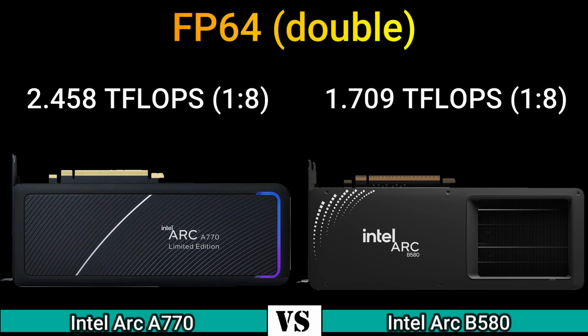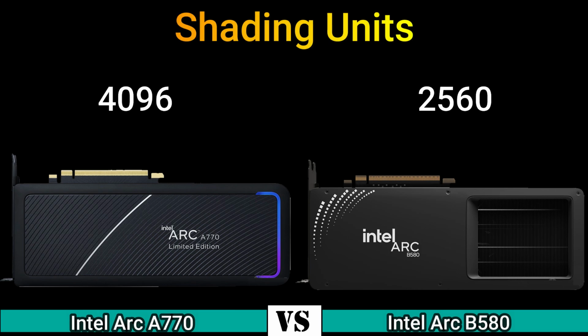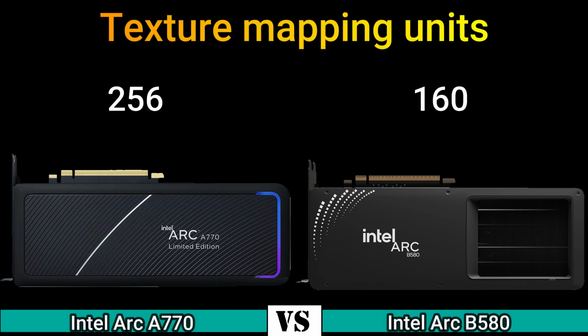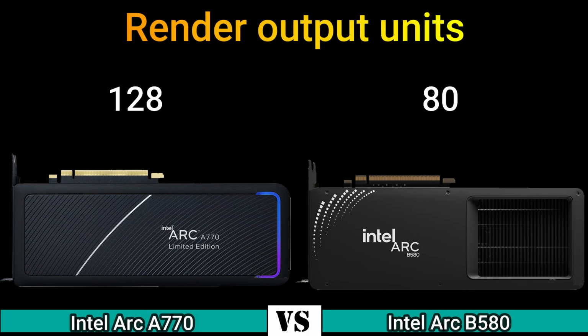FP64 double 2.458 teraflops 1:8 and 1.709 teraflops 1:8. Shading units 4096 and 2560. Texture mapping units 256 and 160. Render output units 128 and 80.